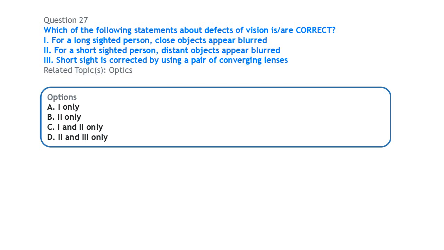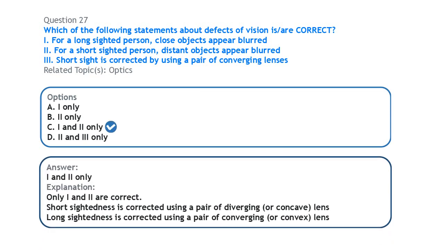And short sight is corrected using a pair of, this is wrong, okay, a converging lens. The converging lens is also known as a convex lens. We don't use the convex lens in correcting short-sightedness. The convex lens, or converging lens, is used to correct long-sightedness, while the concave lens, or diverging lens, is what is used to correct short-sightedness. So the statement that is correct here is I.